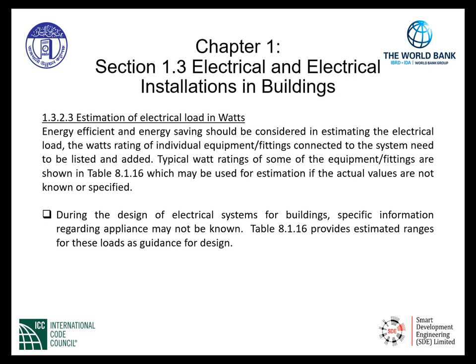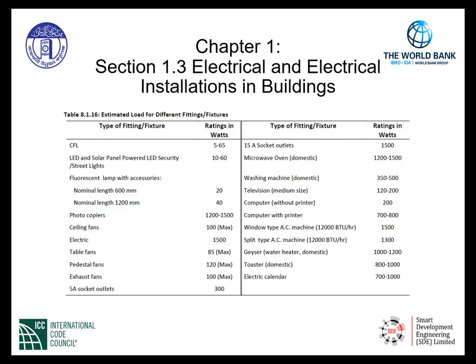During the design of electrical systems for buildings, specific information regarding appliances may not be known. Therefore, Table 8.1.16 provides estimated ranges for these loads as guidance for design. As mentioned in the previous slide, this table provides estimated loads for various fittings and fixtures. The various fittings and fixtures are provided on the left side of the column, and on the right side of the column, the ratings in watts are given.